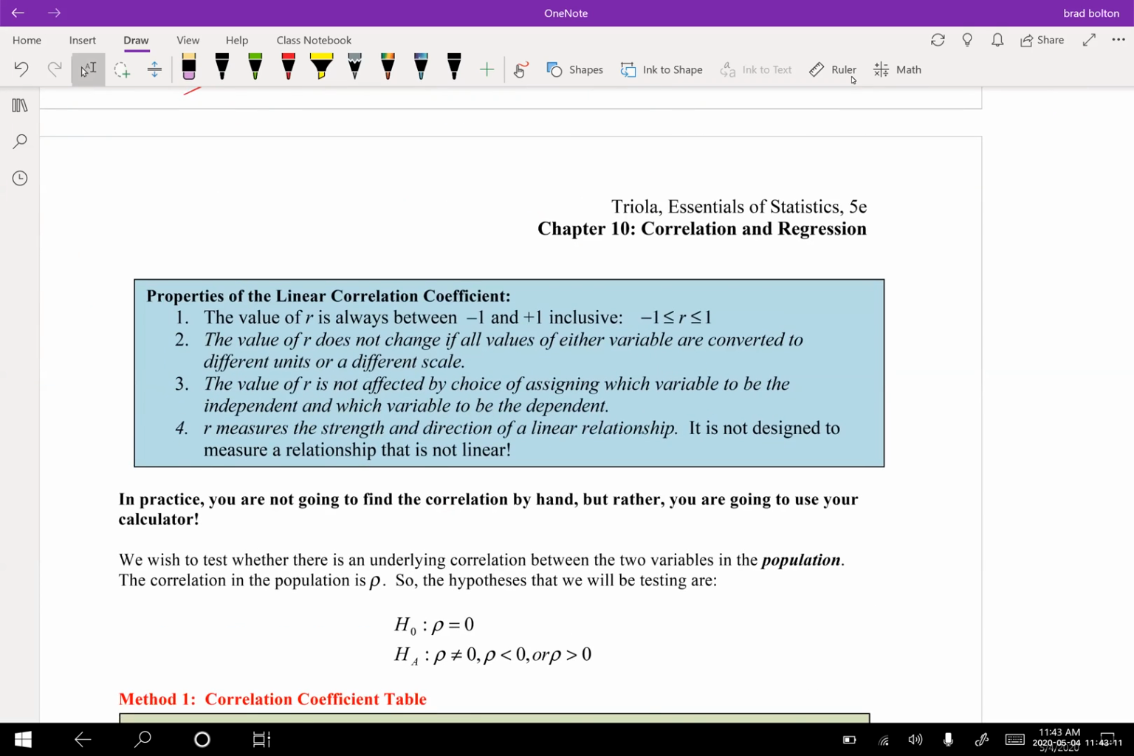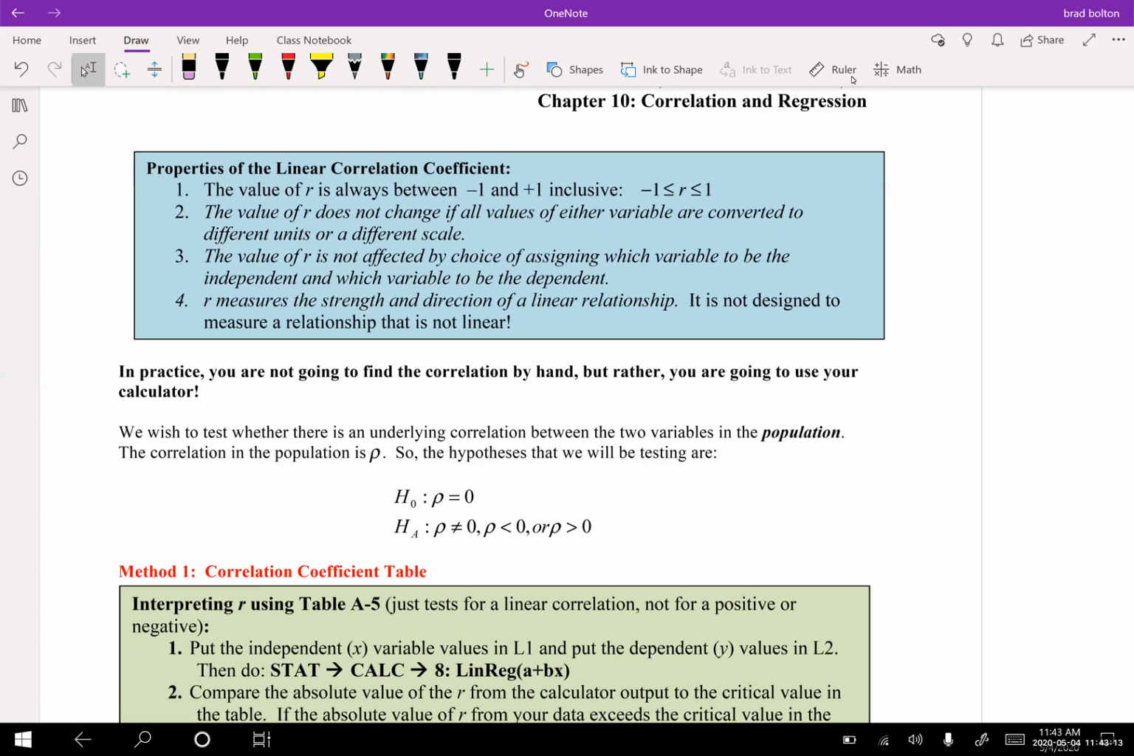So properties of linear correlations: the value of R is always between -1 and 1. So R will always be a value between -1 and 1. You don't have to worry about getting something other than that. The value of R does not change if all the values of either variable are converted to different units or a different scale. As long as everything is changed, then the R will still stay the same, whatever the measurements change to. The relationship will stay the same.